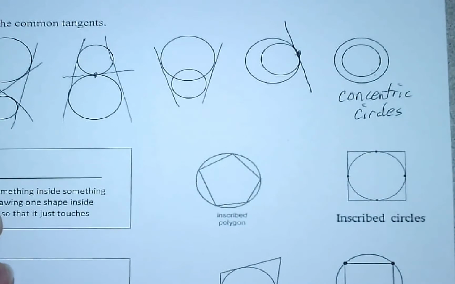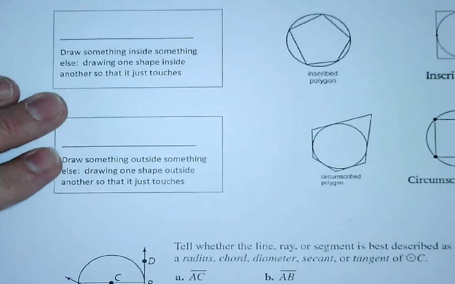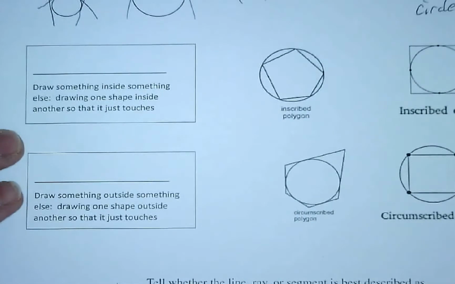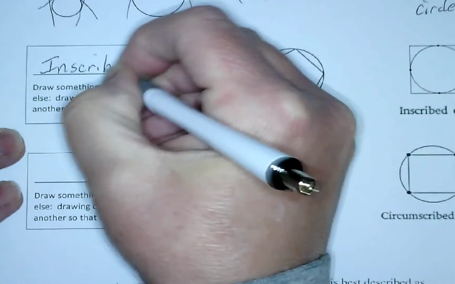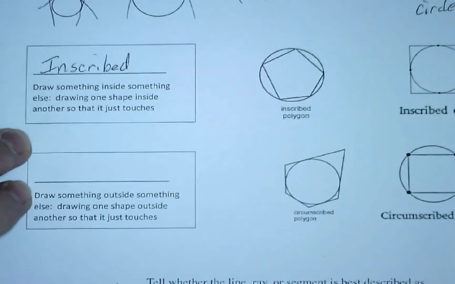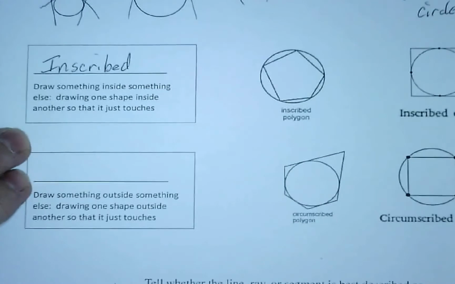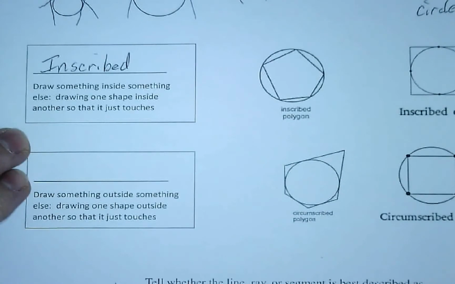So similar to a dartboard, those kinds of things. Two words that maybe you're not very familiar with. The first one is what we call inscribed. There's a key part of that word, the word in, like inside. Inscribed is when you draw something inside something else, drawing one shape inside another so that it just touches.